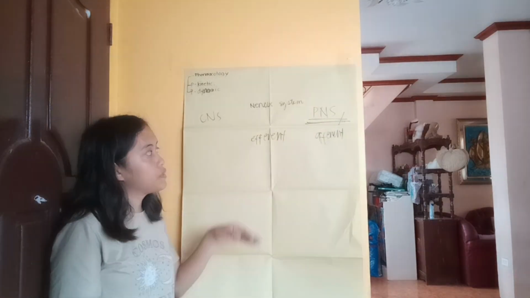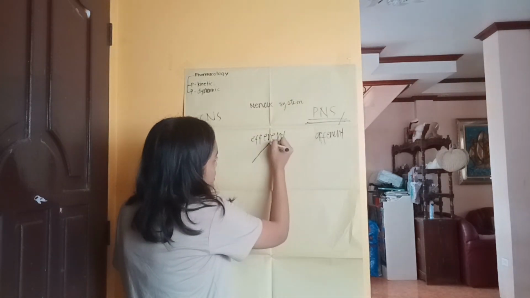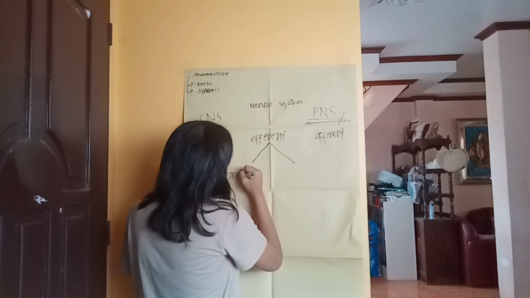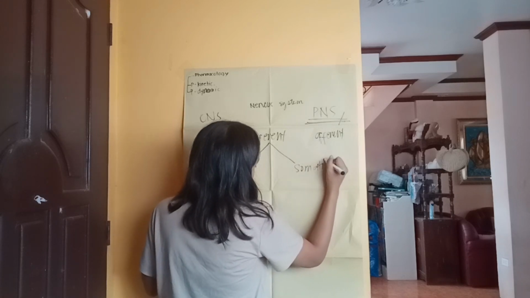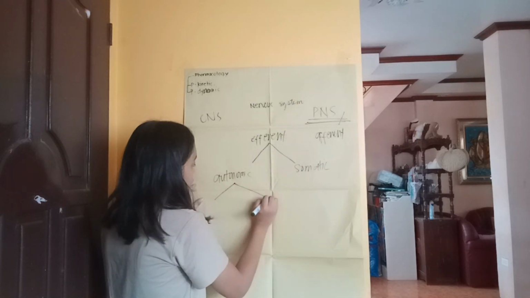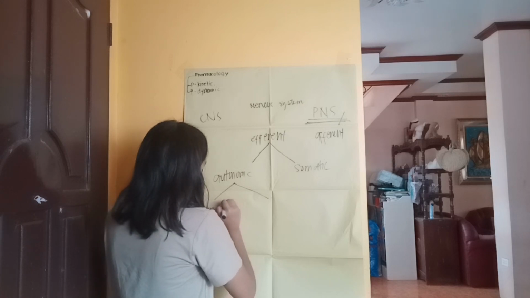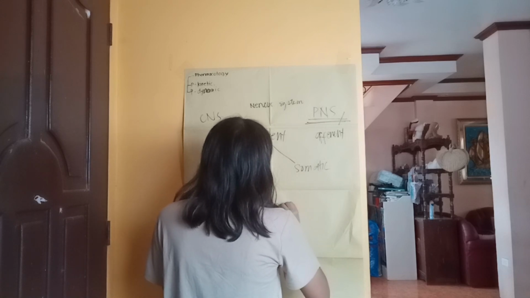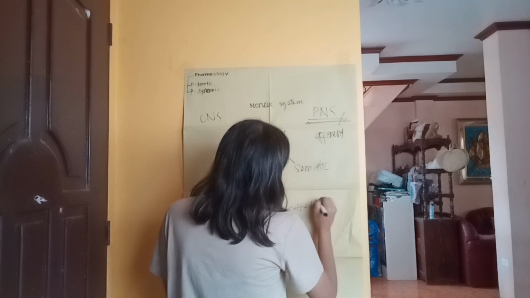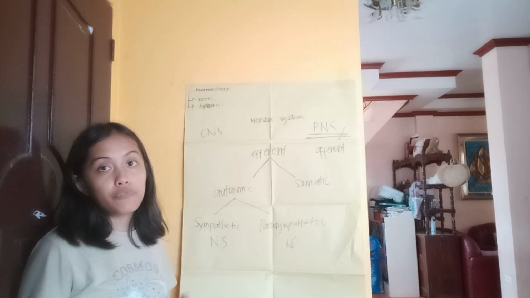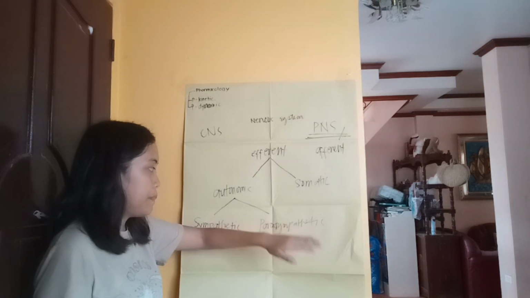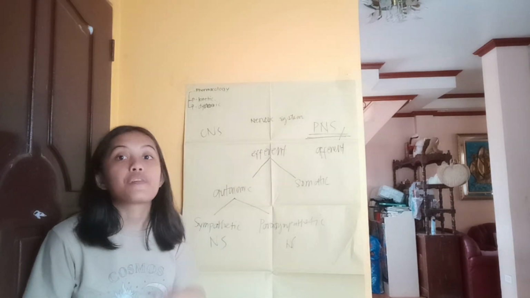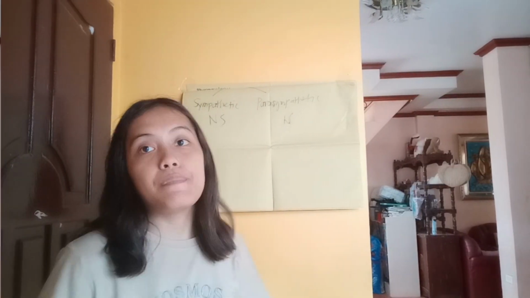Under efferent, there are two systems, the autonomic and the somatic. And then under autonomic, we have the sympathetic nervous system and the parasympathetic nervous system. Our sympathetic nervous system is responsible for the fight or flight reaction, while our parasympathetic nervous system is responsible for rest and digest, and it has the cholinergic drugs.